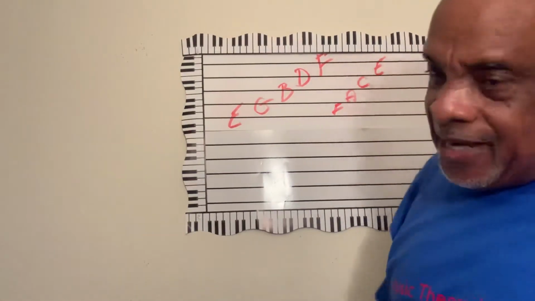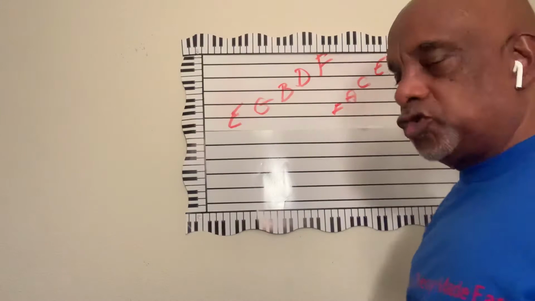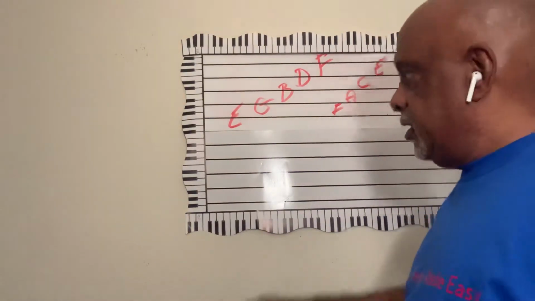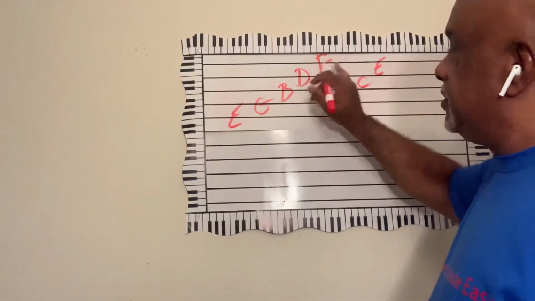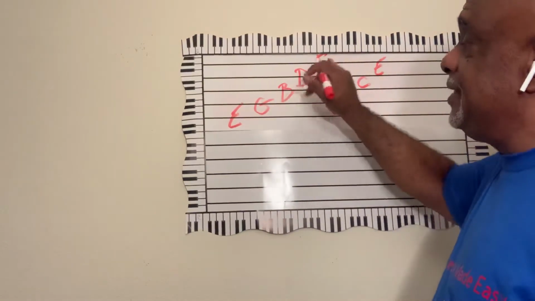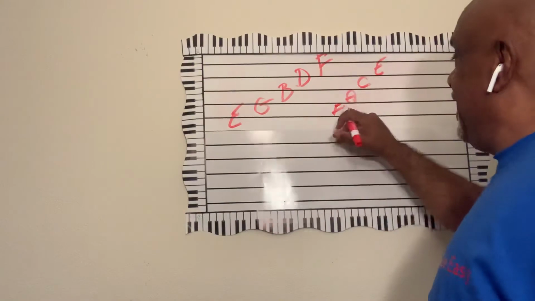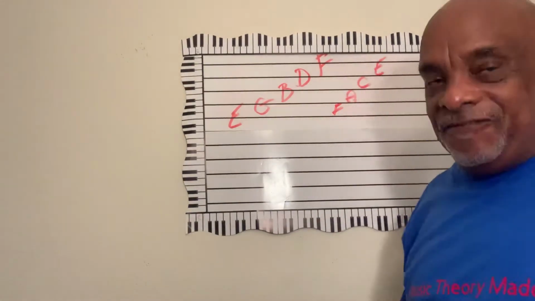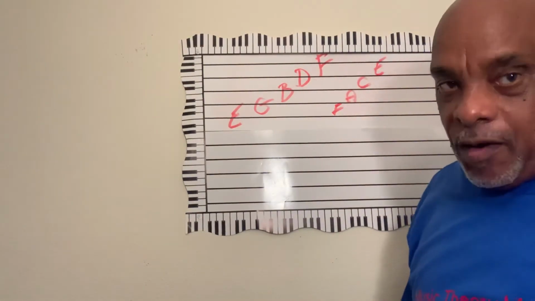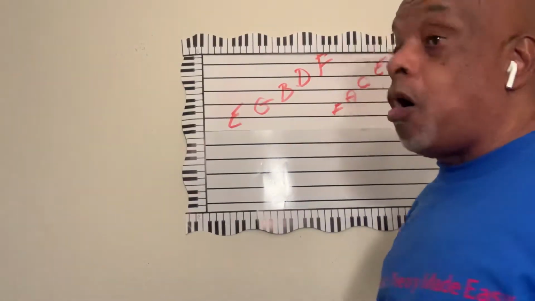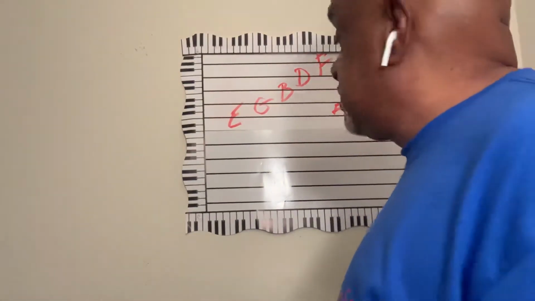All right, one more time. The lines and spaces of the treble or G clef: E, G, B, D, F. Every good boy does fine, or F-A-C-E, face. Got it? All right. Now let's go to the bass or F clef.